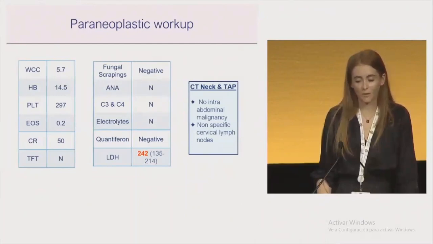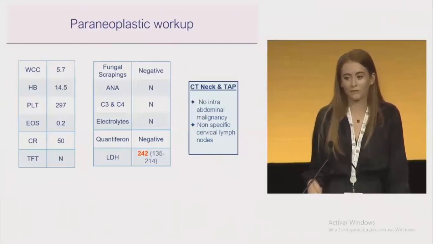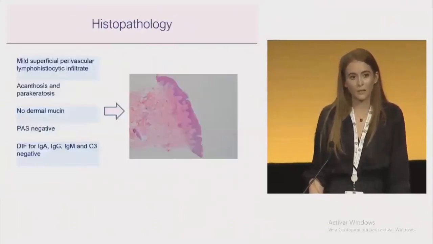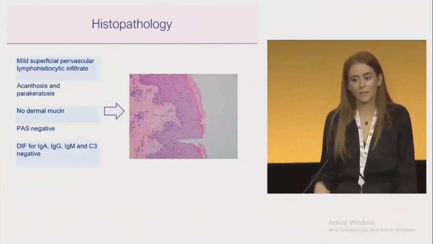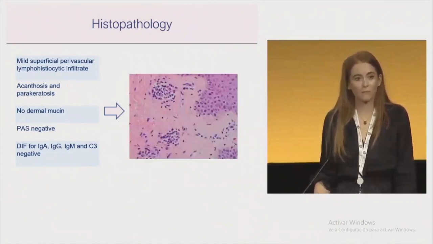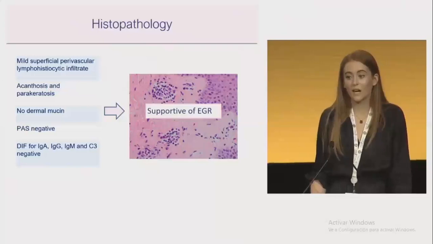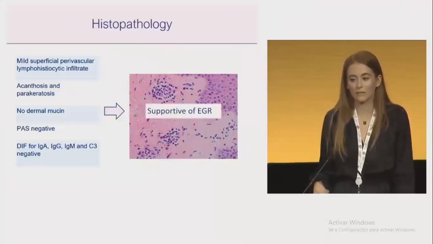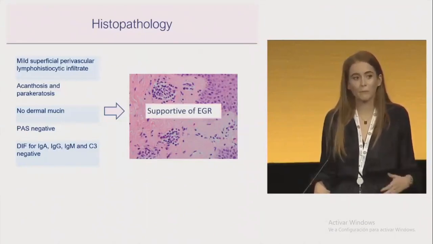So we began with the paraneoplastic workup, and all of our routine bloods were negative, and we did a CT neck and TAP, which was negative for malignancy. So we did 3 punch biopsies and a DIF. This first image here is a low power view, and then this image demonstrates the thickened and irregular epidermis with acanthosis and parakeratosis. And this then demonstrates the lymphohistiocytic perivascular infiltrate. So these histological features are all non-specific, but in correlation with the clinical findings, they are supportive of a diagnosis of erythema gyratum repens. And although the histology is non-specific, it is useful because it helps to rule out mimickers of EGR.